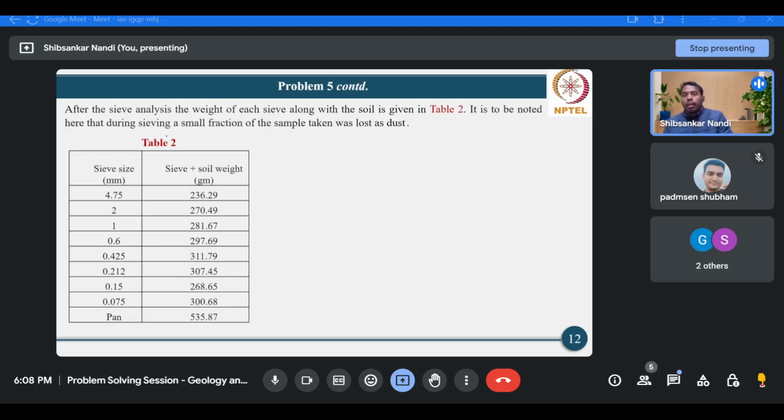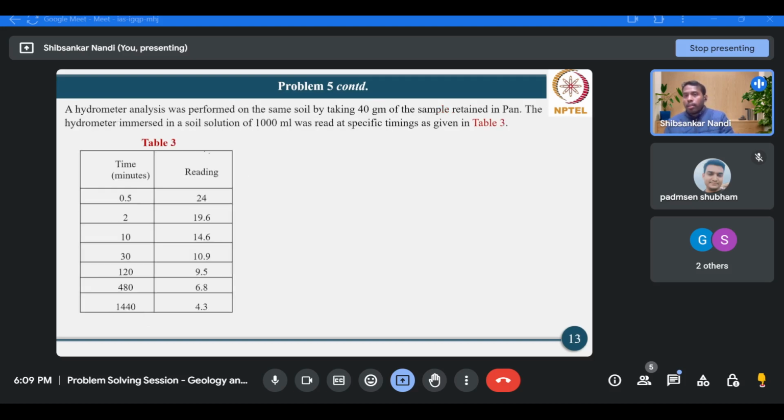Now, in the second part, after the sieve analysis, the weight of each sieve along with soil is given in table 2. It is to be noted here that during sieving, a small fraction of the sample taken was lost as dust. In table 1, only the sieve weight is given. However, in table 2, sieve plus the soil retained on a particular sieve is also given. That means sieve plus soil weight is given in table 2.